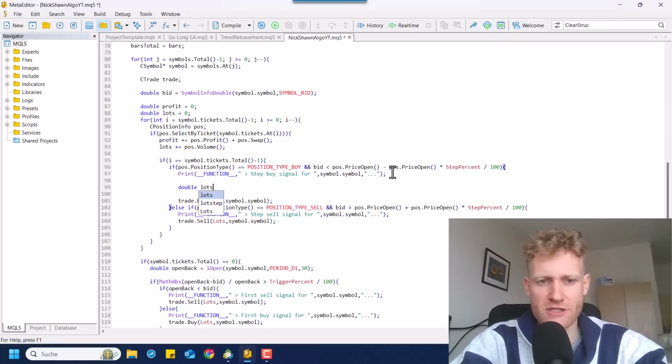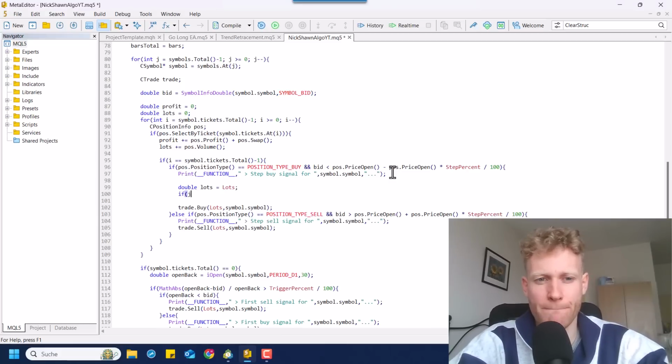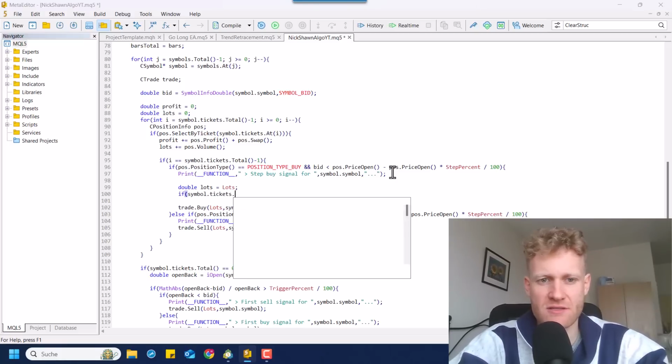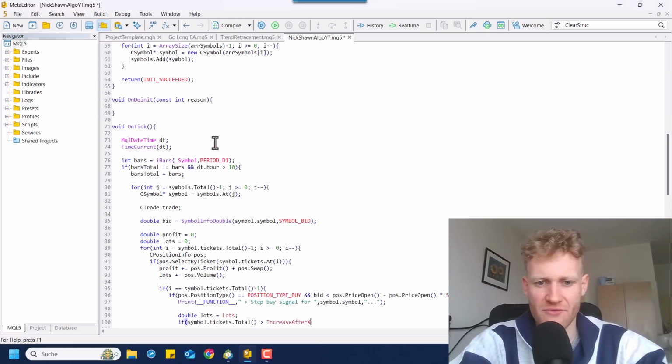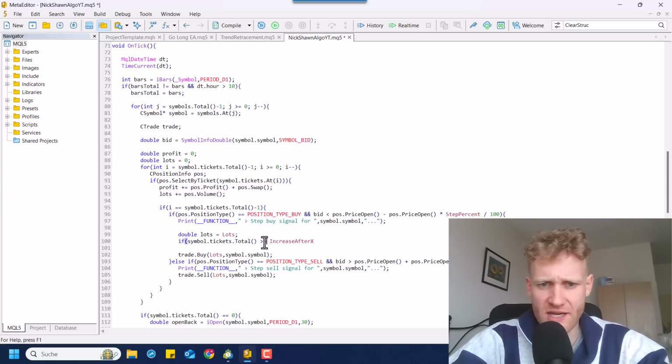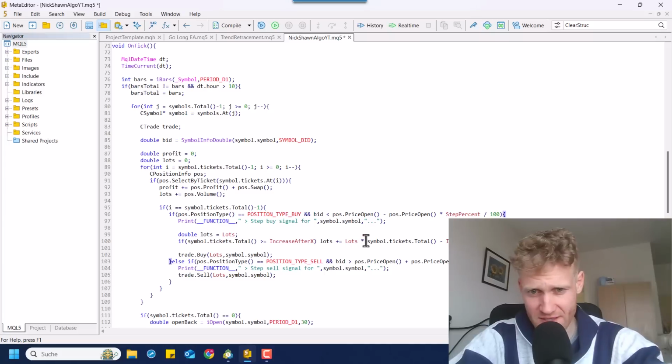So we say double lots is equal to lots first of all, but if, or we can say if symbol tickets total is greater than, wait, what was it? Increase after X, or greater equal increase after X, then we can say lots plus lots multiplied with symbol tickets total minus increase after X. So let me check if this is correct.